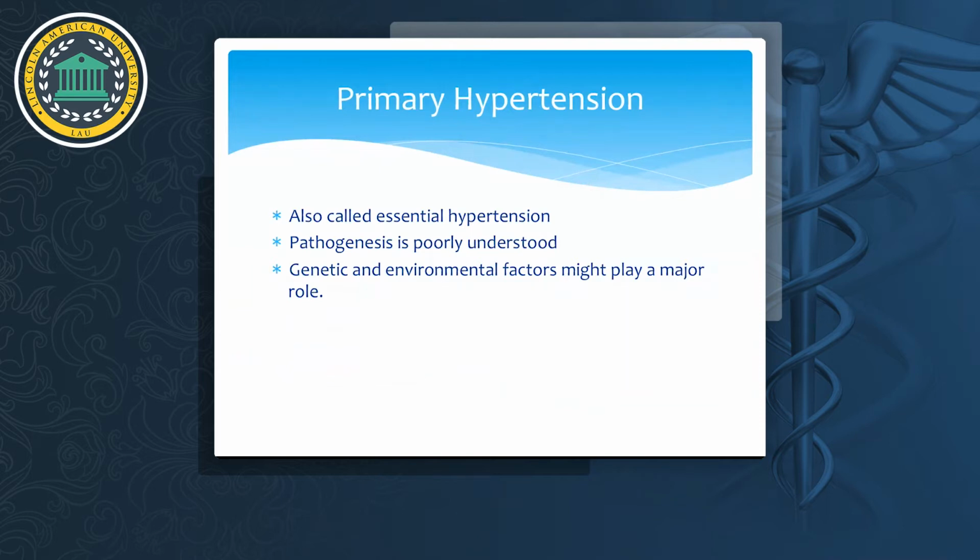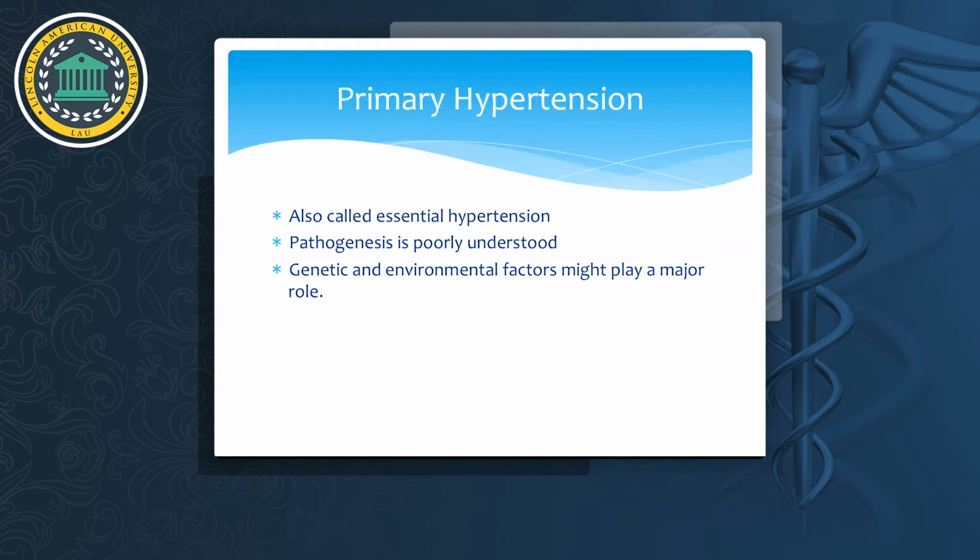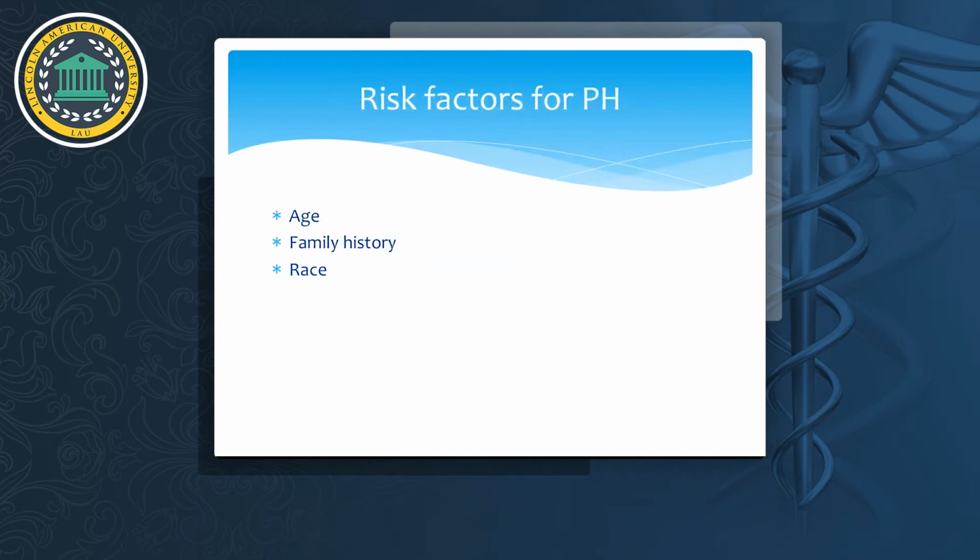Pathogenesis is poorly understood, and genetic and environmental factors might play a major role. So around 90 to 95% of the people have essential hypertension. That means hypertension which has no identifiable cause. Most of the people have primary, but we have to make sure that we don't underestimate secondary, which is probably around 5 to 8%.